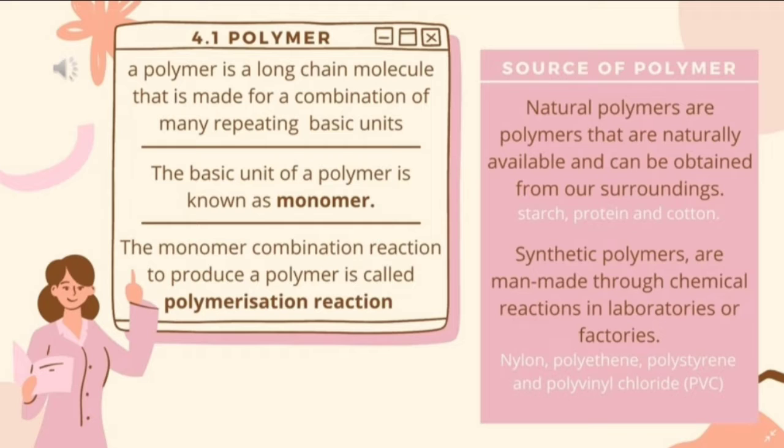So there are two types of sources of polymer. The first one is natural polymers, which are polymers that are naturally available and can be obtained from our surroundings. The other source of polymer is synthetic polymers, which are man-made through chemical reactions in laboratories or factories.